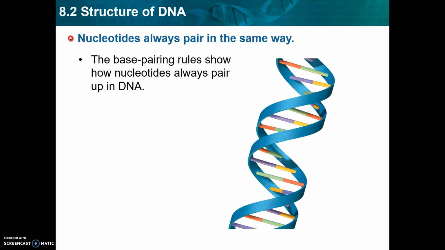And the base pair rules, there's two of them, because there's two different ways that these bases pair up. The first one is that adenine always pairs with thymine. So if you have an adenine, which you see here in green, on the opposite strand would be a thymine, and they pair up with each other. We would call that complementary. We would say adenine is complementary to thymine.